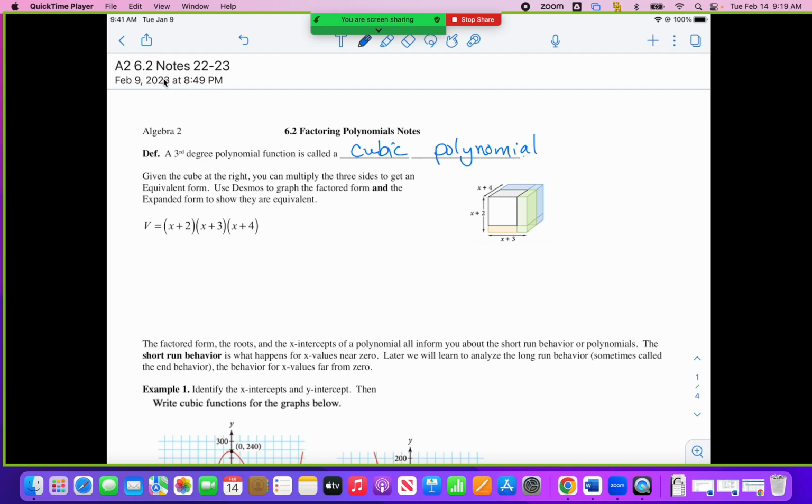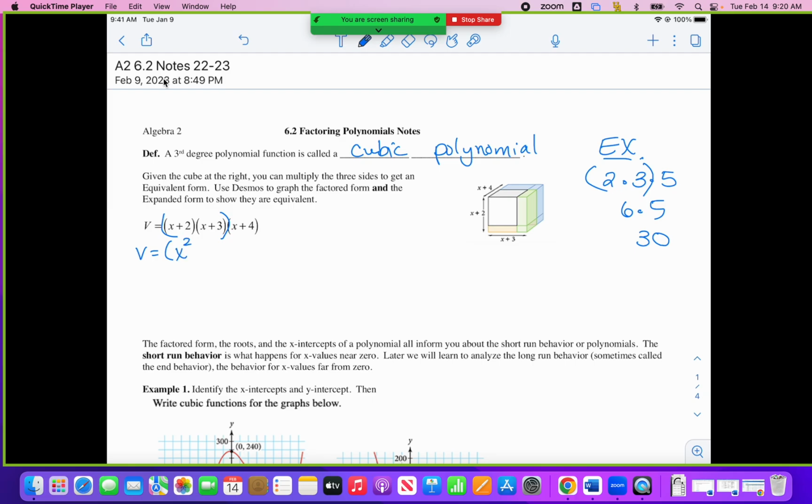Given the cube at the right, you can multiply the three sides to get an equivalent form. So if I take x plus 2 times x plus 3 times x plus 4, let me do something different. If I want to take 2 times 3 times 5, do I take 2 times 3 and 2 times 5? No, that's not the distributive property. But what you do is you take 2 times 3 is 6 and take that answer times the 5. So guess what? You're going to do the same thing when you multiply.